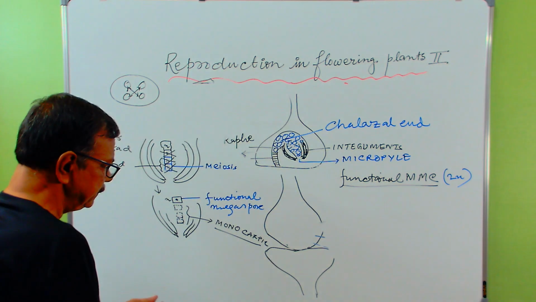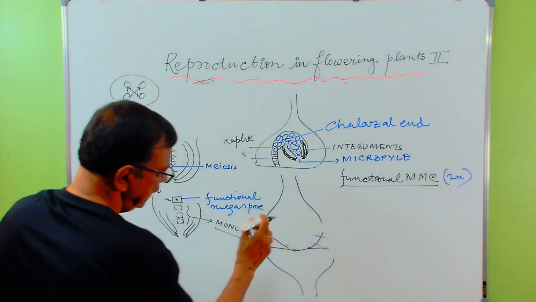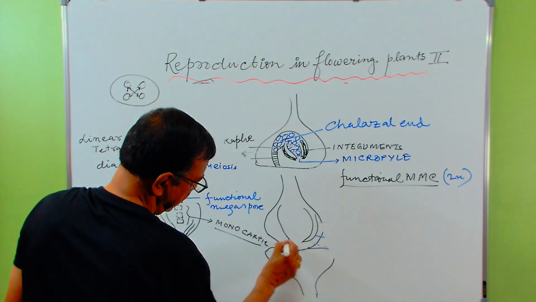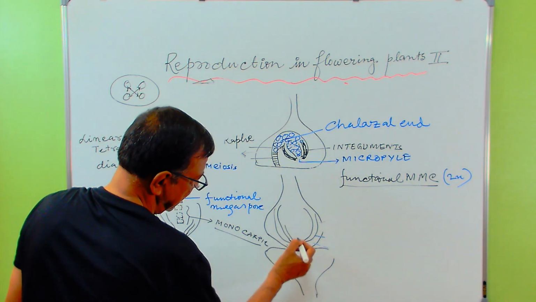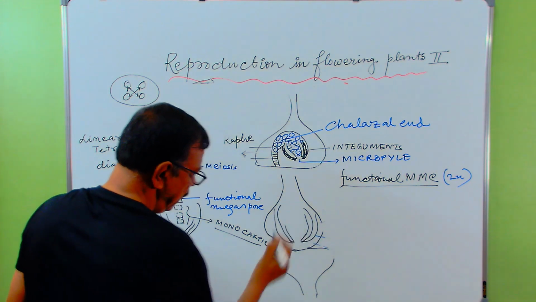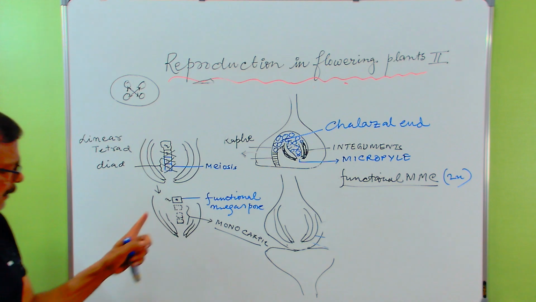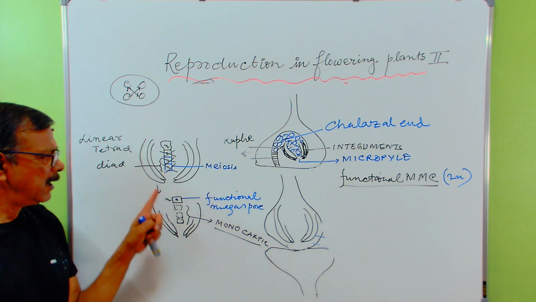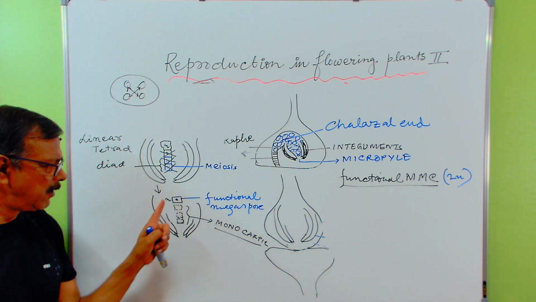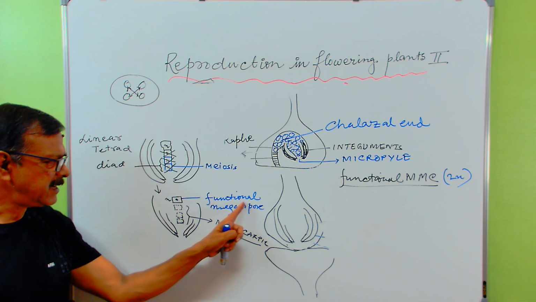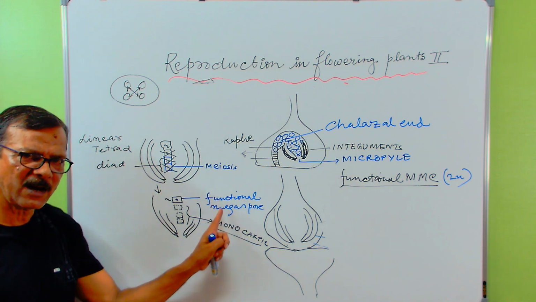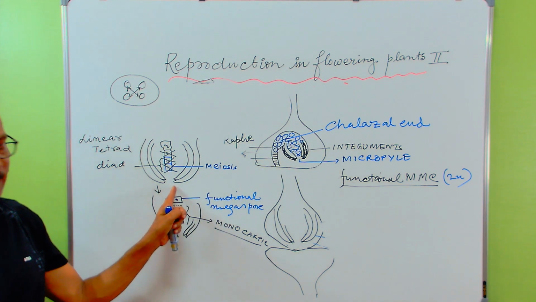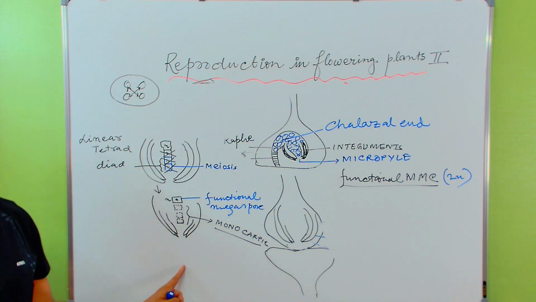In the next phase, this is outer integuments and this is inner. Oh, one thing I have not mentioned. You should write the megaspore, the 4 megaspores produced following meiosis and mitosis. Only 1 remains active, that is active megaspore or functional megaspore, usually in the chalazal end, not in the micropylar end.